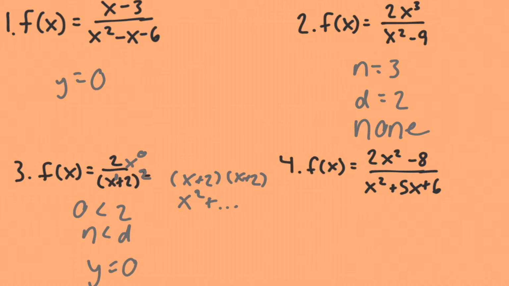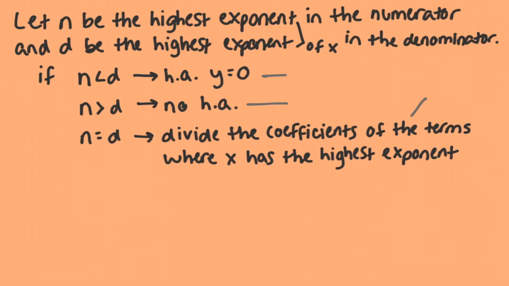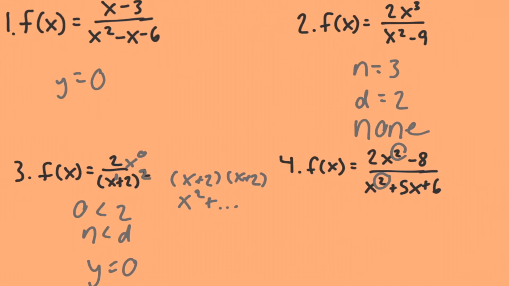And then finally here, the numerator power is 2 and the denominator power is 2. When they're equal, you have to divide the coefficients of the terms where x has the highest exponent. So the coefficient, or the number in front of the x of this term, is a 2, and here the coefficient is a 1. So 2 divided by 1 is 2. So for this one, y equals 2.